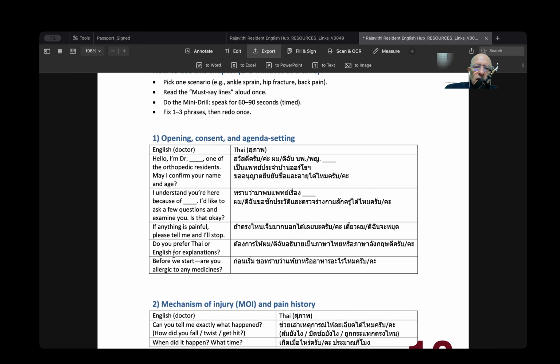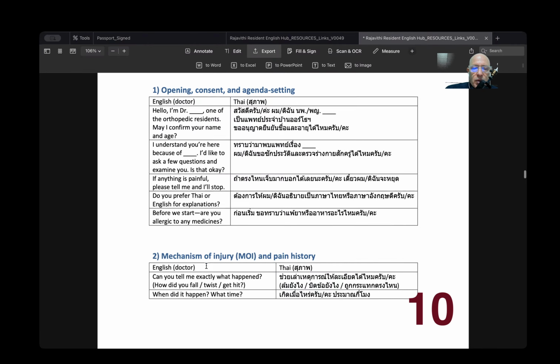Is that okay? Is anything painful? Please tell me and I'll stop. Do you prefer Thai or English for explanations? That's interesting. Before we start, are you allergic to any medicines? The better word, I think, here would be any medication, but they're basically the same.